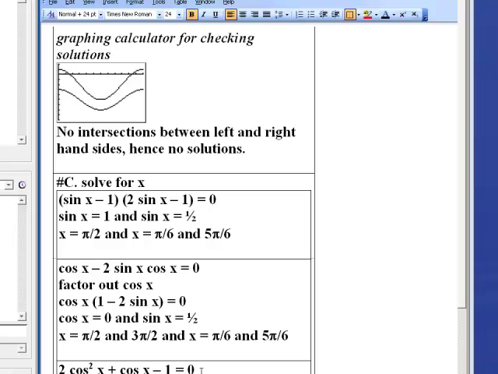U equals cosine of x. And then we plug that in. So we're going to come up with 2u squared plus u minus 1 equals 0.